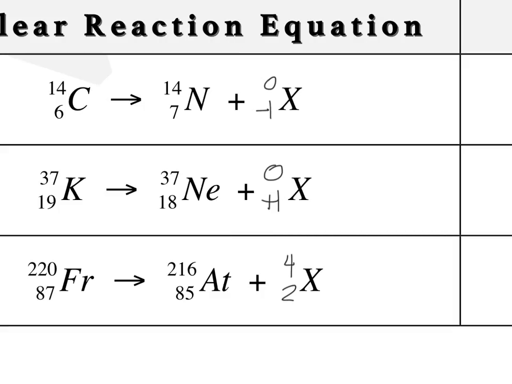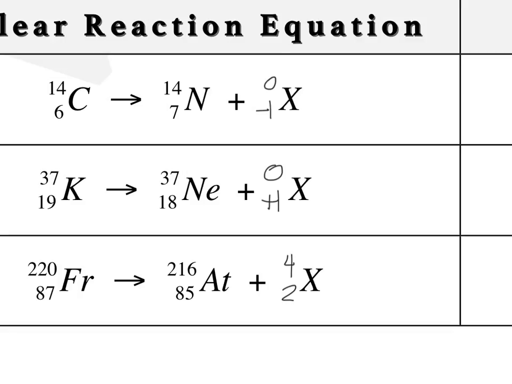Okay, so I zoomed in a bit, but I also was able to determine that the mass of this particle would be 0 because 14 plus 0 equals 14. The mass of this particle would be 0 because 37 plus 0 equals 37. And the mass of this particle must be 4 because 216 plus 4 equals 220.